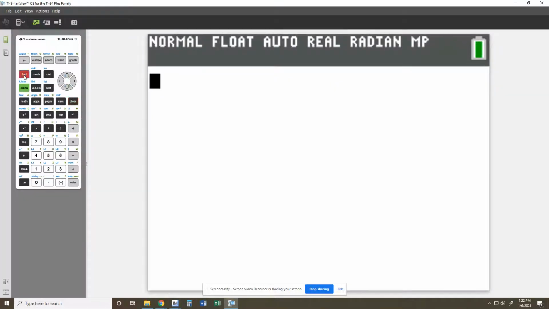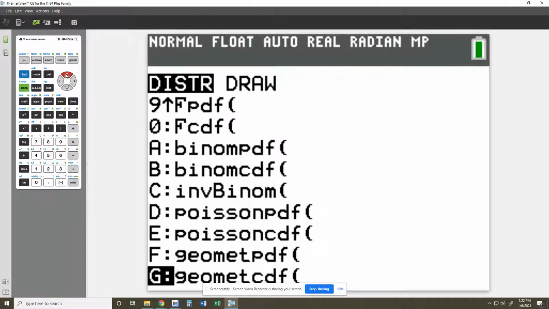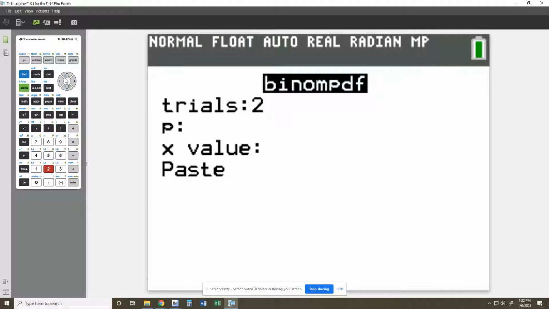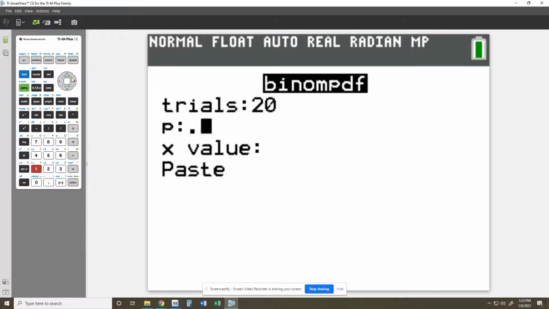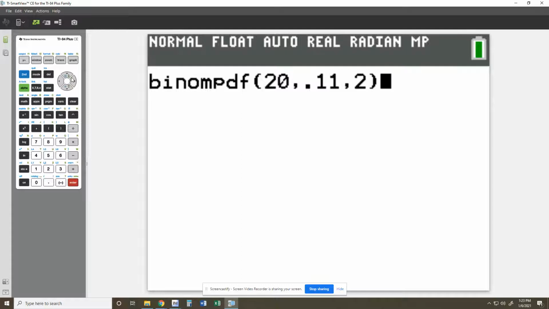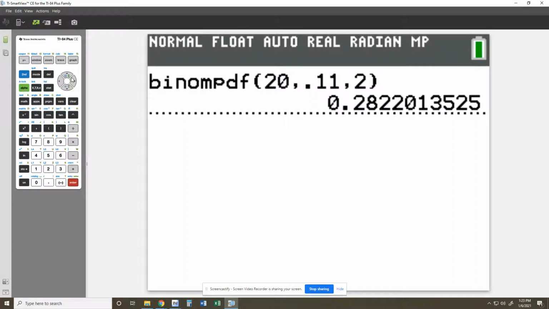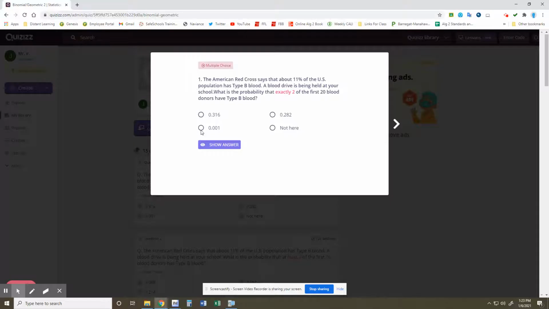So on the graphing calculator, second vars, binomial PDF, there are 20 trials. I already forgot the probability of success. In this case, 11%, 0.11. And you're looking to get exactly 2 successes. So what I would write down, again, if I was doing this for an assessment, I would literally write down what I have on the screen right there and the number that ends up being calculated as a result, 0.282, which you can see is indeed the correct answer.